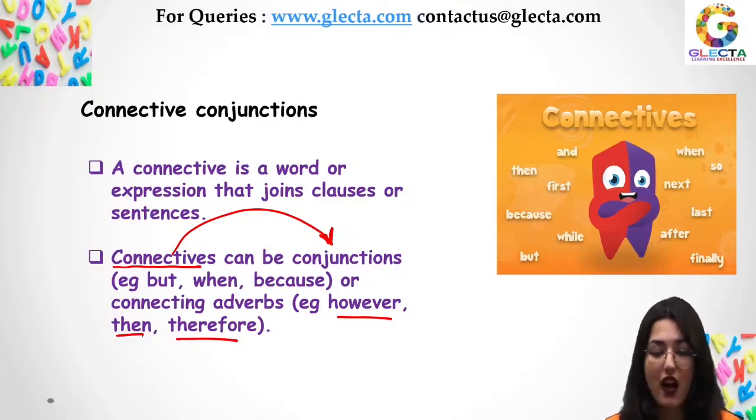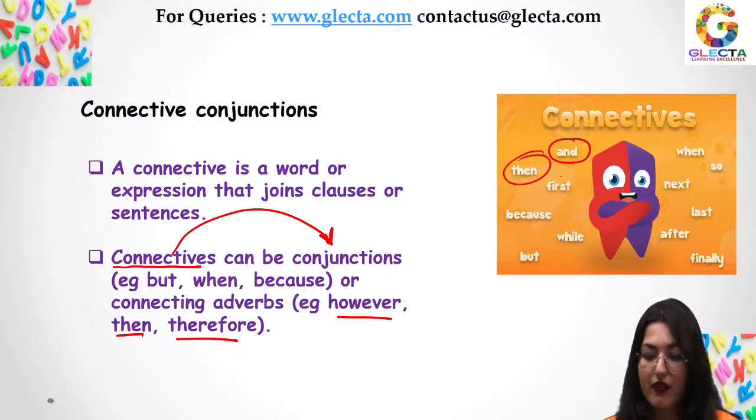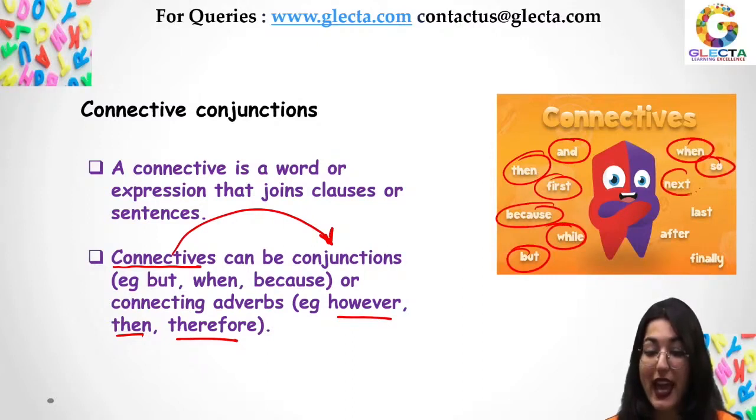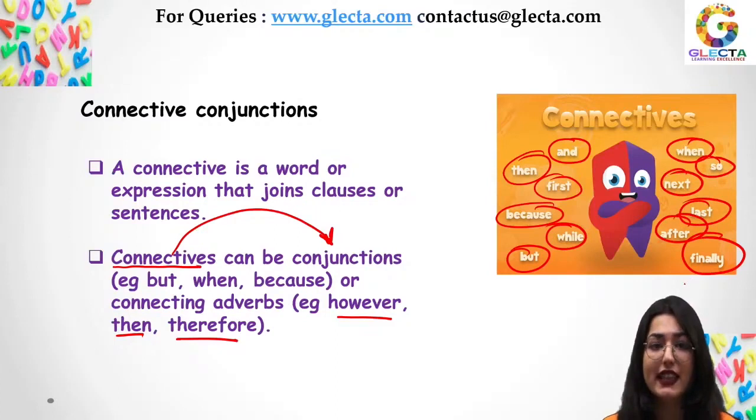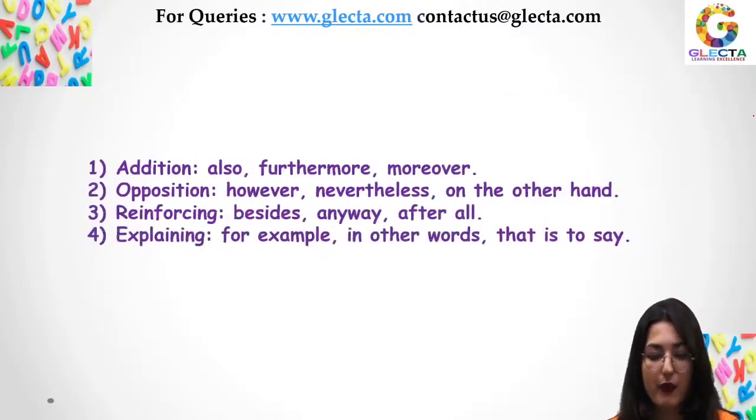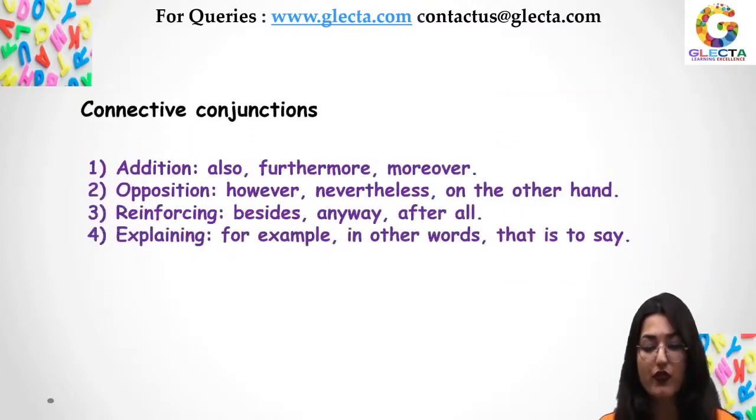So the connectives are and, then, first, because, while, but, when, so, next, last, after, and finally. These are multiple examples of connective conjunctions. Now, there are further examples out there. You can take help out of it.